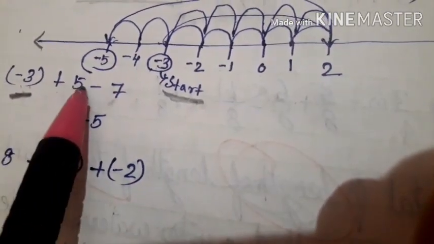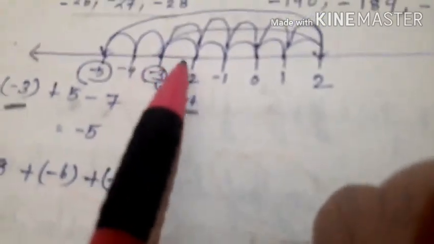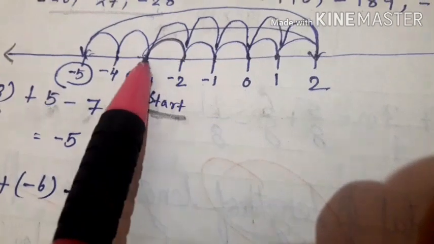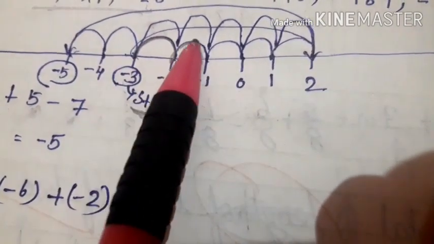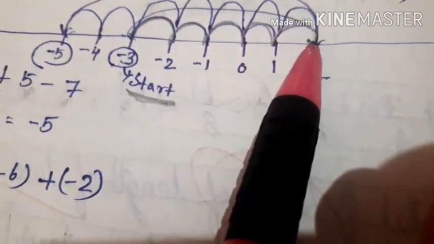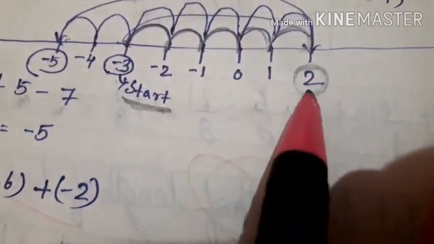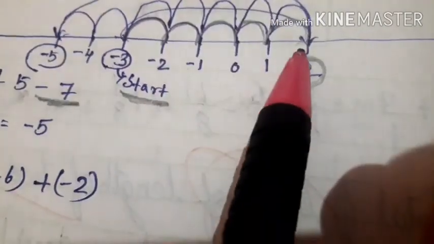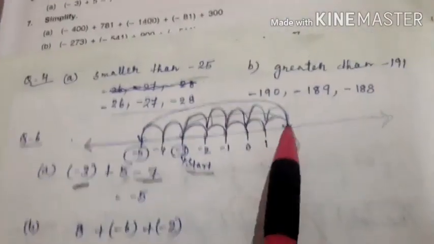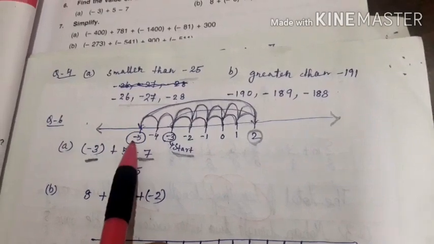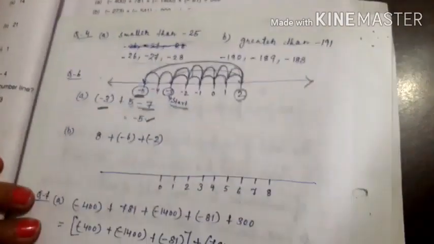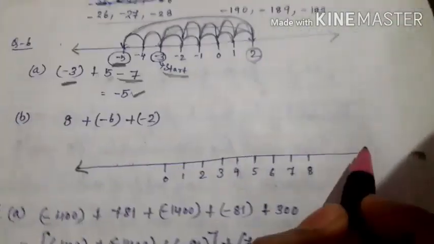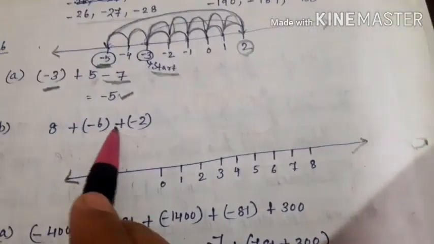-3 plus 5. Plus 5 means you have to jump 5 steps to the right side of -3. That is 1, 2, 3, 4, 5 steps. Then you will reach 2. Then -7. -7 means you have to go 7 steps to the left side. 1, 2, 3, 4, 5, 6, 7 steps. That means you go from 2 to -5. Your answer is -5.